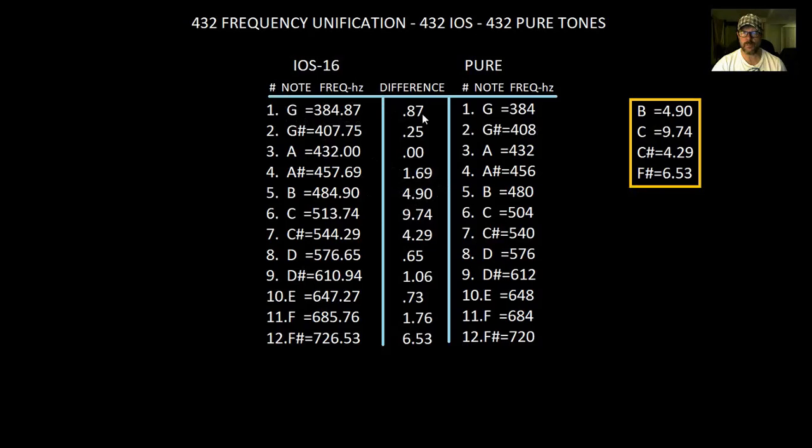So all I did with this is you take 384.87 and you minus 384. This is a pure tone, this is a 432 system, and when you subtract that, you come up with 0.87. Same with this one, 408 minus 407.75, 0.25, on and on and on. Okay, so as you can see, these are just the differences between a pure perfect pitch system and the current system that we use.